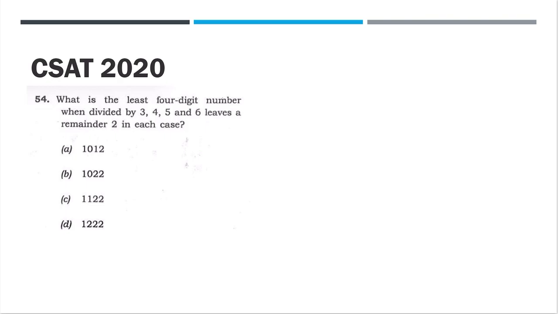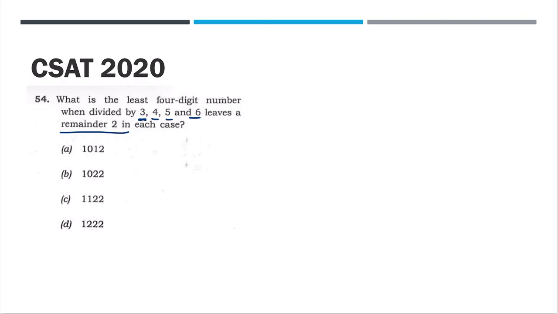Now tell me, what is the least 4-digit number when divided by 3, 4, 5, 6 leaves a remainder of 2? Now, first thing, see, in this question, there are 2 things which you have to know. First thing is, there is always a long way to do this question, finding a least 4-digit number. This is always a long way to do such type of question. But in exam, when we have limited time, always be smart.